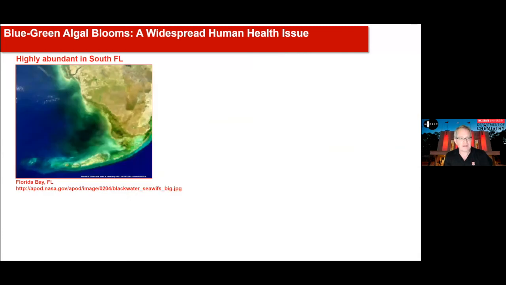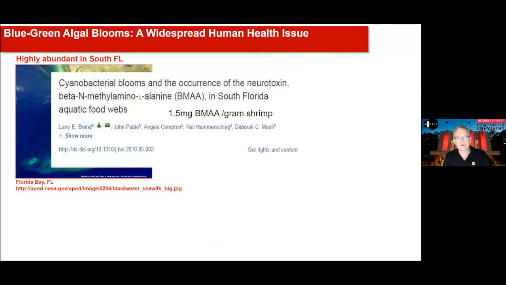So here's a case off the coast of South Florida. It's a blue-green algal bloom. It's quite extensive. In a paper that was published, they reported 1.5 milligrams of BMAA per gram of shrimp. So it's a very plausible route of exposure, because now you have cyanobacterial blooms. Shrimp are in the water, you eat the shrimp, and now you have a transmission to the human population. So it all sounds very plausible, but again, these are non-specific methods.